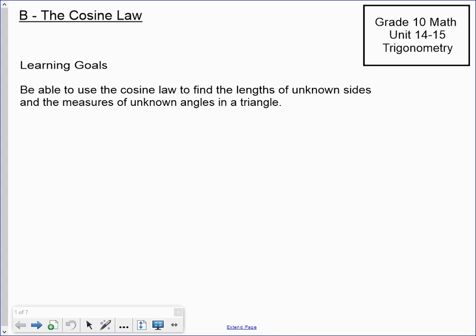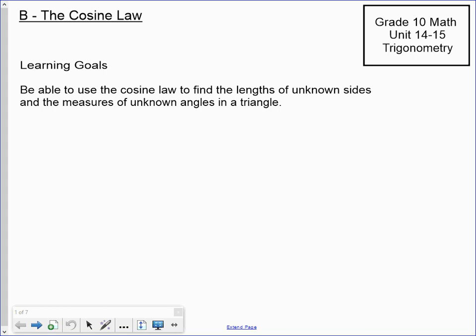Right, in today's lesson, we're looking at the cosine law. By the end of today's lesson, we want to be able to use the cosine law to find the lengths of unknown sides and the measures of unknown angles in a triangle. This learning goal should seem kind of familiar, because this is the same kind of thing that we were doing with right angle trigonometry, sine, cosine, tan, and the same thing we were doing with the sine law in the last lesson.